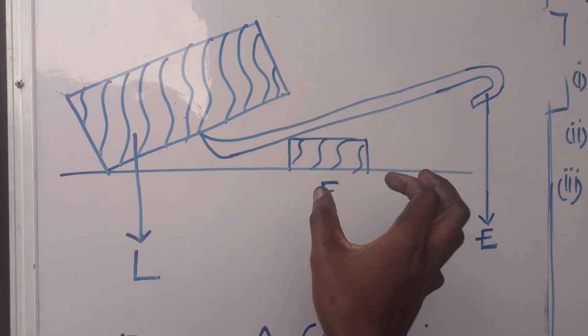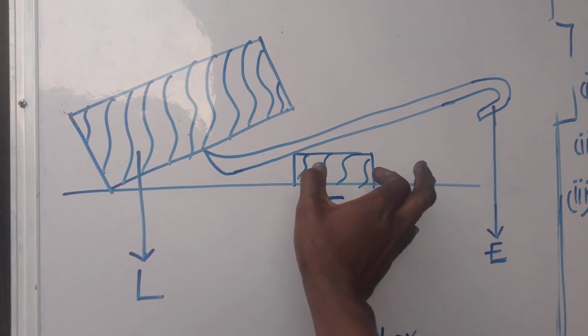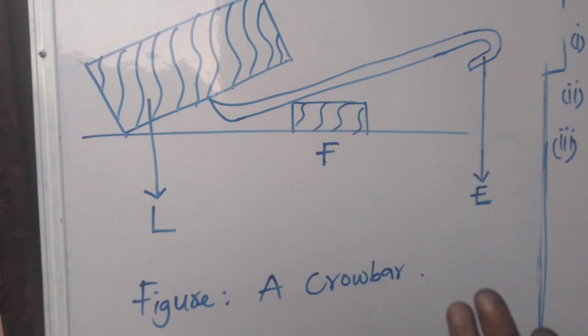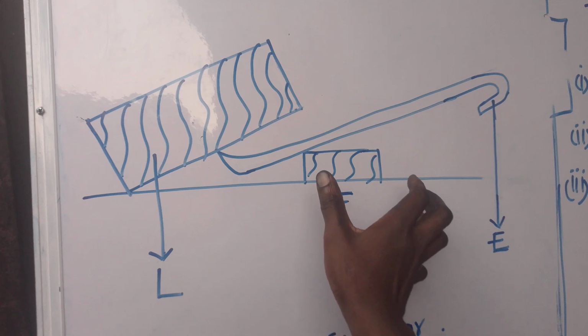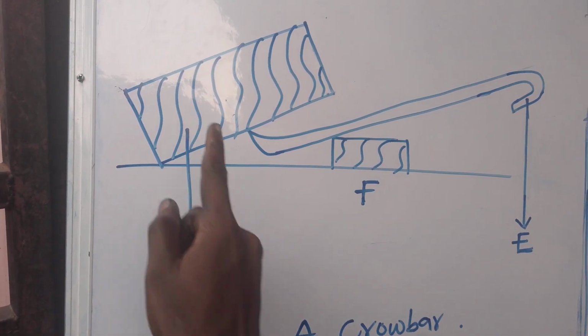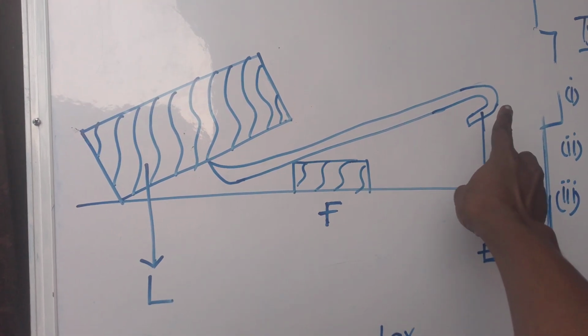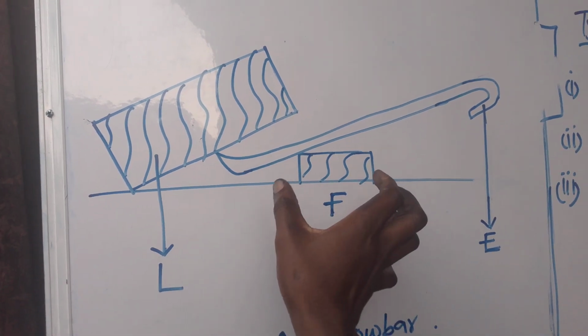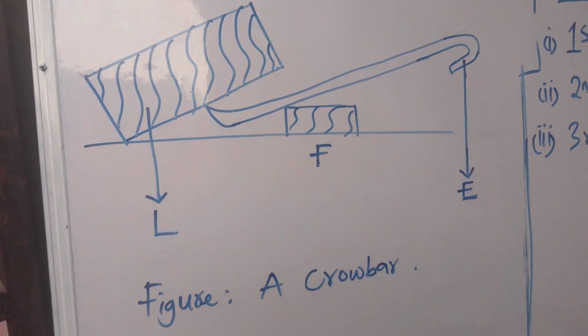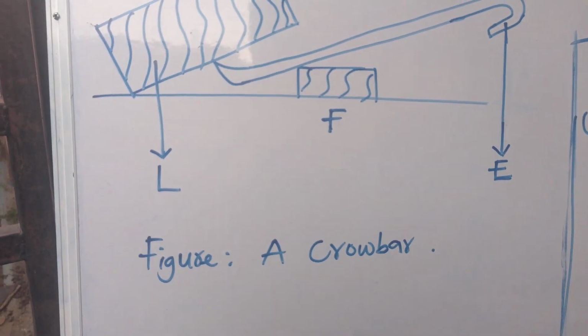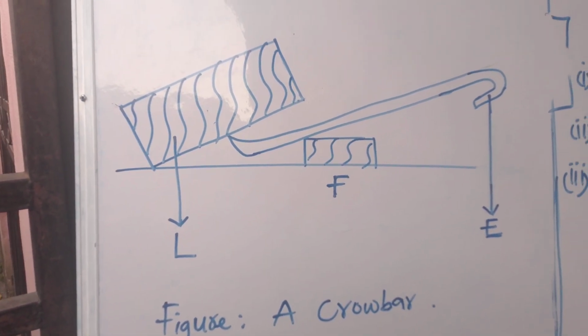Now you see that the fulcrum is this wedge that is placed here in the middle. So this is a perfect example of a first order lever. The fulcrum must always be between the load and the effort. Effort is applied at the handle. The fulcrum must be between the load and the effort. So a crowbar is a perfect example of a first order lever.